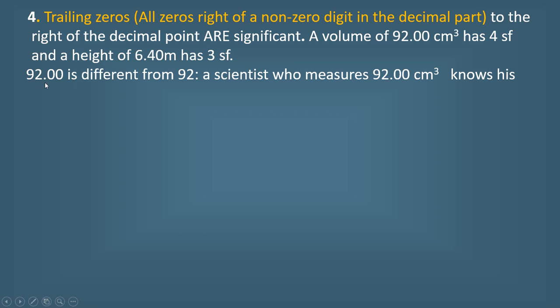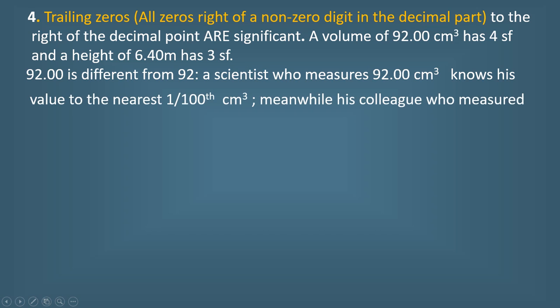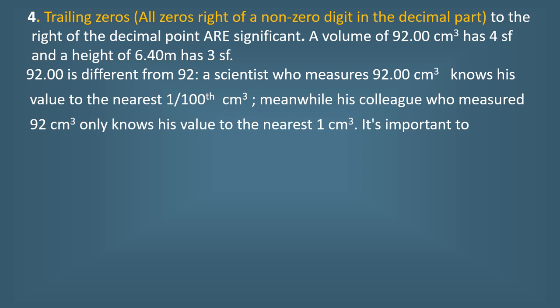Now, 92.00 is different from 92. How? A scientist who measures 92.00 centimeters cubed knows his value to the nearest hundredth. Meanwhile, his colleague who measured 92 centimeters cubed only knows his value to the nearest ones. That is why these zeros are significant.